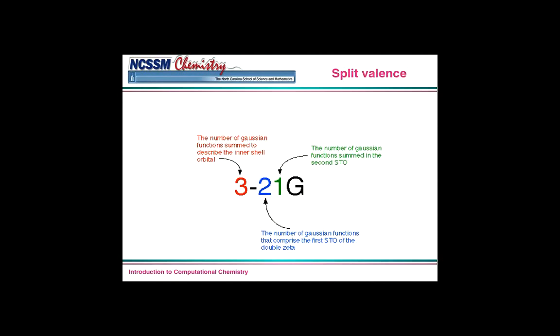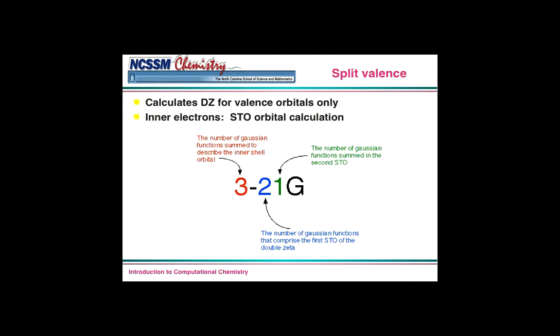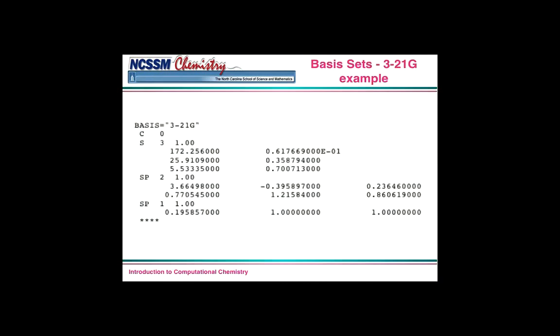So this gets very complicated very quickly. The 2 there represents that I'm using 2 double zeta functions to represent part of the valence electrons and 1 Gaussian function to represent the others. So we calculate the double zeta for valence electron orbitals or valence electrons only. And the inner electrons, again, as I said, are calculated using just an STO, GTO orbital calculation.